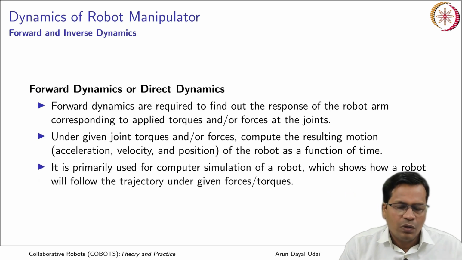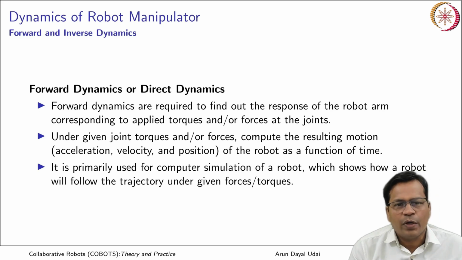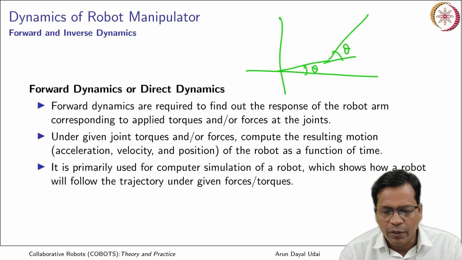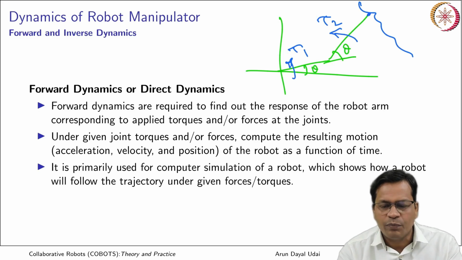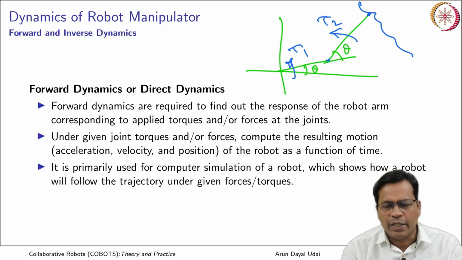So, what is forward dynamics, or direct dynamics, commonly known as forward dynamics? Forward dynamics is required to find out the response of a robot arm corresponding to applied torques or forces at its joints. Let us say you have a two-link robot. If you apply torque 1 at joint 1 and torque 2 at joint 2, you want to study the effect of those torques at the end effector, or the link velocities, or any joint motion you want to get. All these can be obtained using forward dynamics.